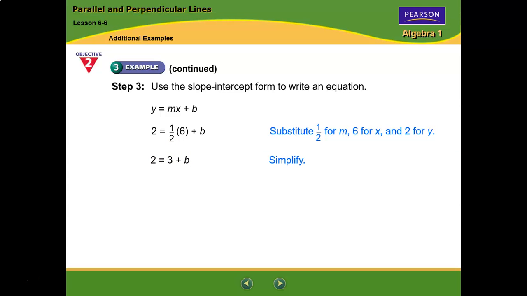And what you do to one side, you have to do to the other. So we're going to subtract 3 from both sides. 2 minus 3 equals -1.